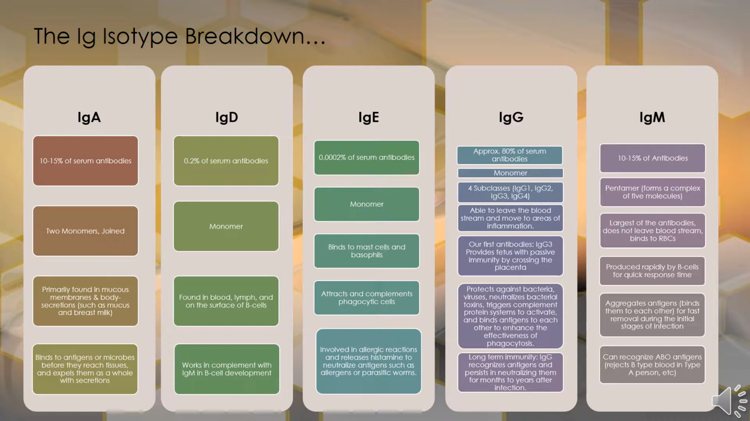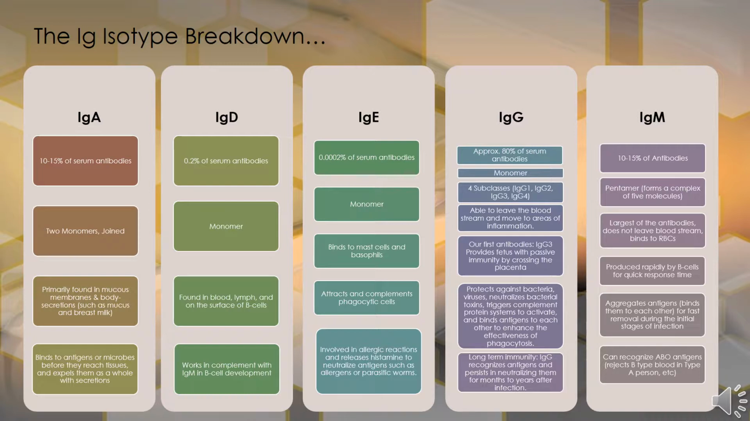IgE makes up 20 thousandths of a percent of serum antibodies. It's a monomer. It binds to mast cells and basophils. It attracts and complements phagocytic cells. It's involved in allergic reactions and releases histamine to neutralize antigens, such as allergens or even parasitic worms.